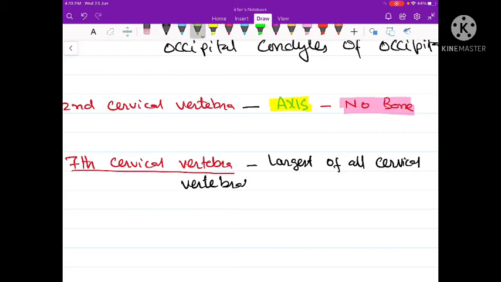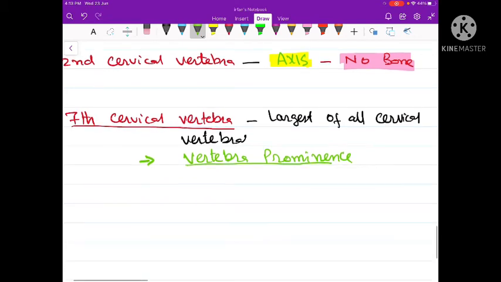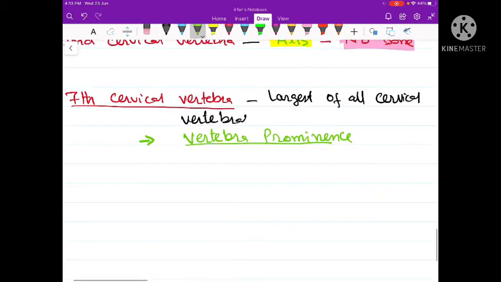The last cervical vertebra is also called the vertebra prominens. It is often called the vertebra prominens. This vertebra doesn't have the bifid spinous process. The unique feature of this seventh cervical vertebra is that it lacks the bifid spinous process. Instead, the spinous process ends in a bulb-like structure called the tubercle.